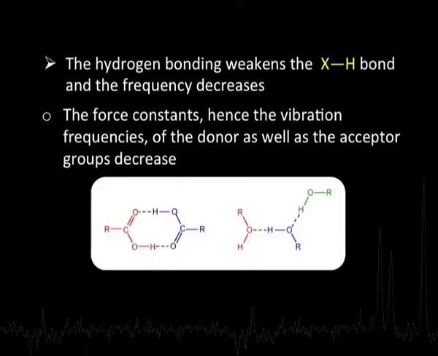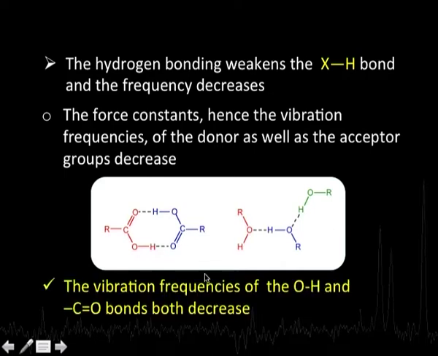Let us look at this example here. This is a typical example of dimerization of an acid. This is the donor OH and this is an acceptor O here. The carbonyl group frequency will decrease and so would the frequency of this OH. OH will decrease, CO will also decrease. So, that is the consequence of hydrogen bonding.